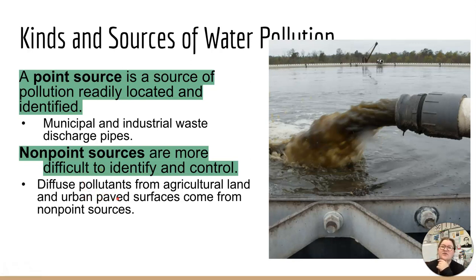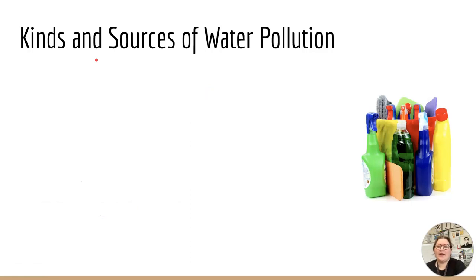And then for urban paved surfaces, when we're driving on roads or parked in parking lots, there's oil and other chemicals coming out of the cars. When it rains, those chemicals then wash into the water system. That's a diffuse pollutant. It's coming with the runoff of the water on the surface. That's a non-point source. And then acid rain is another one. Okay, so let's look at what we have more effect over.